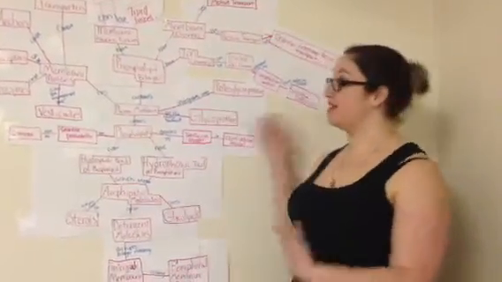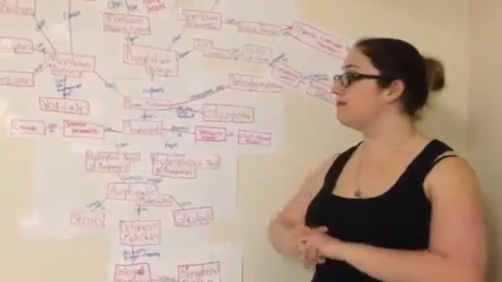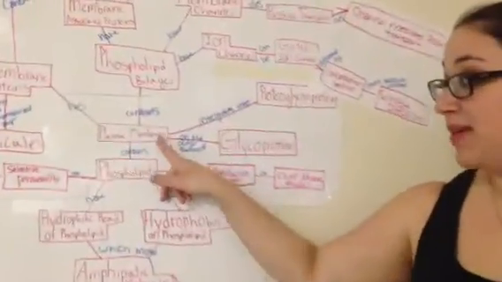My name is Bridget Rose, and this is my concept map for cell bio. Starting at plasma membrane.